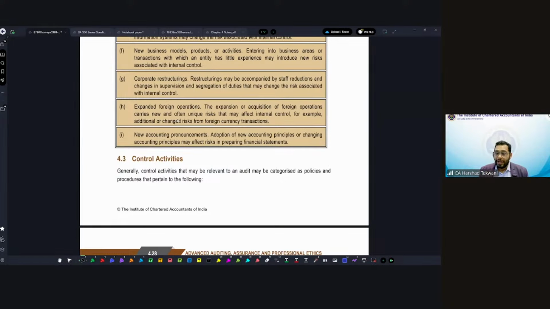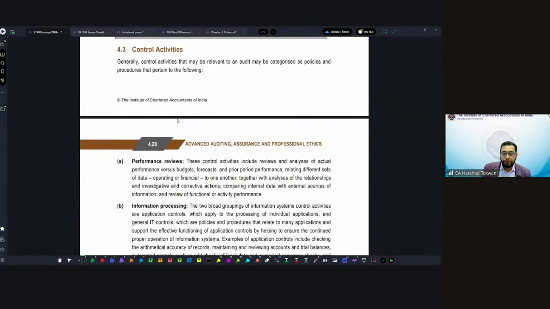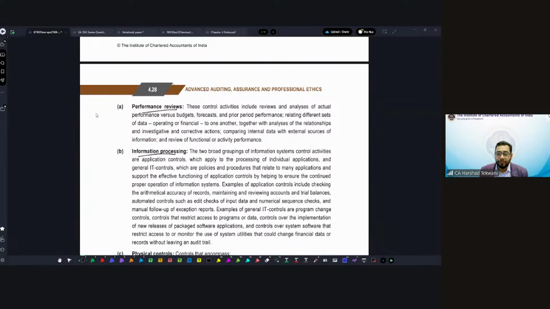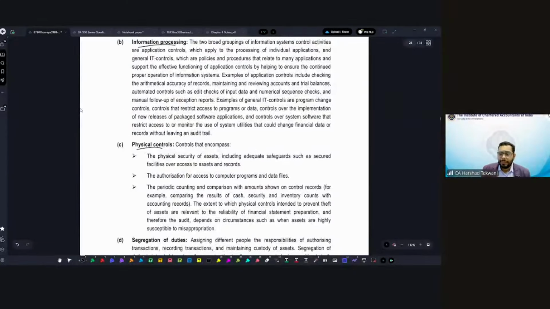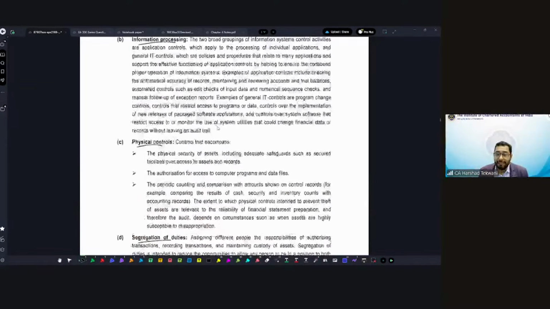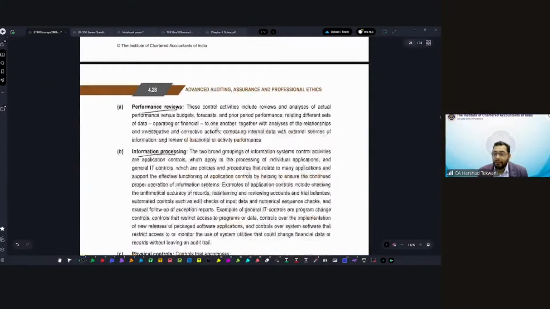Then the control activities, actual activities. For example, performance review. Okay, so someone is performing a review. Information processing, someone is processing the information. Physical controls. Sometimes the controls are physical, for example, simple password related, security related, physical controls. Again, it is not necessary that all the controls should be within the system, like on paper. No, sometimes you can have physical controls. Then you have segregation of duties, again a type of activity. These are the types of activities that you can have within your control.